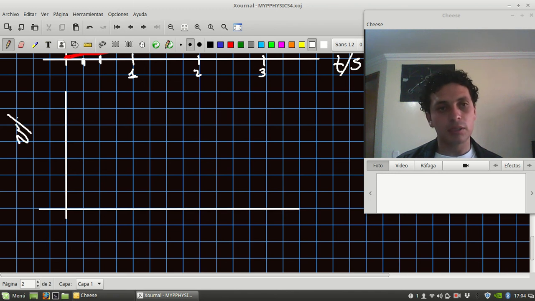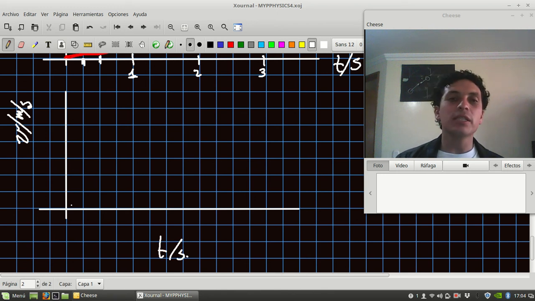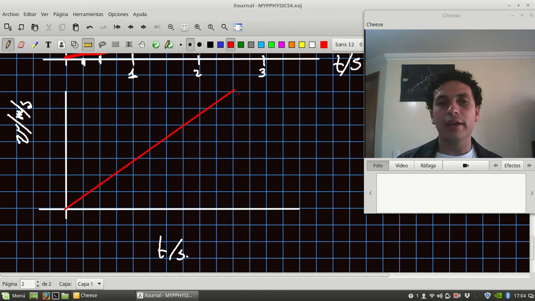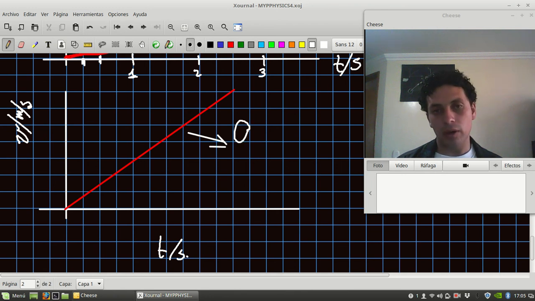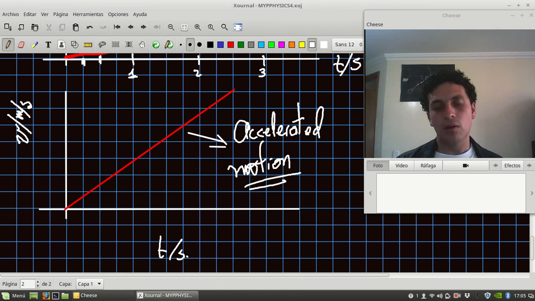So velocity in meters per second and time in seconds. Okay, what is going to happen here is that the speed is changing. So in the best case it is going to be a linear trend. Okay, and if it's a linear trend, then the motion is at constant acceleration. Okay, so accelerated motion when the graph of velocity versus time is a linear trend.